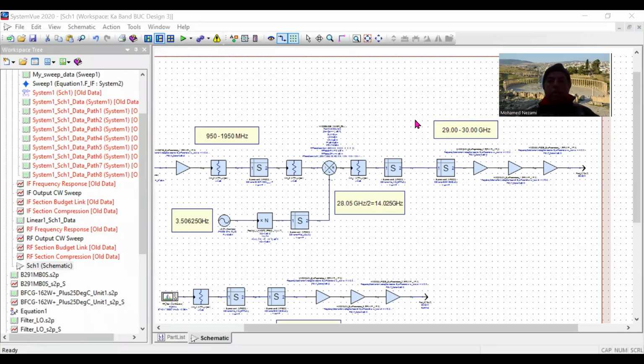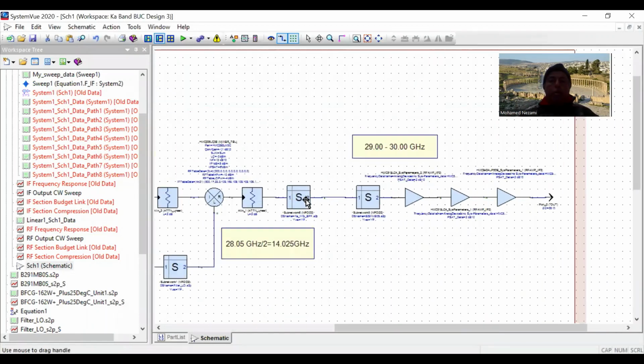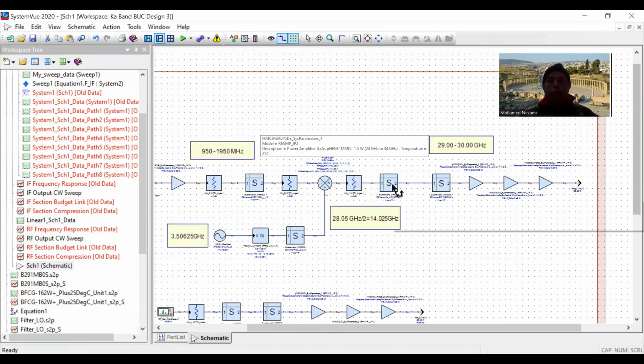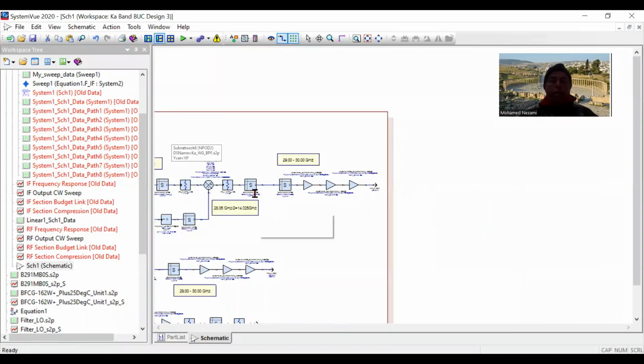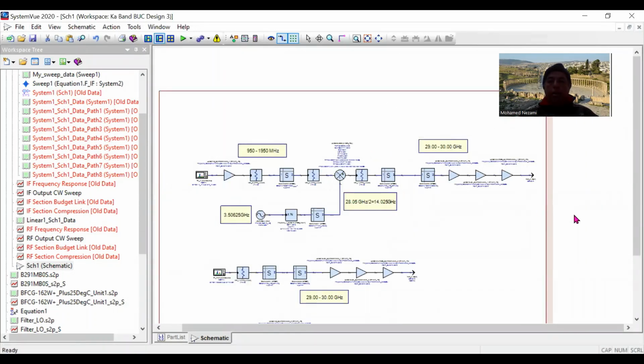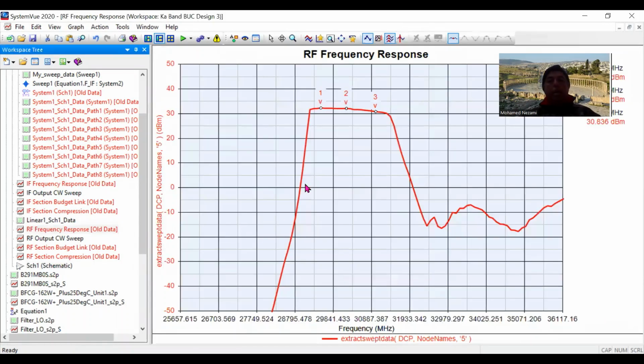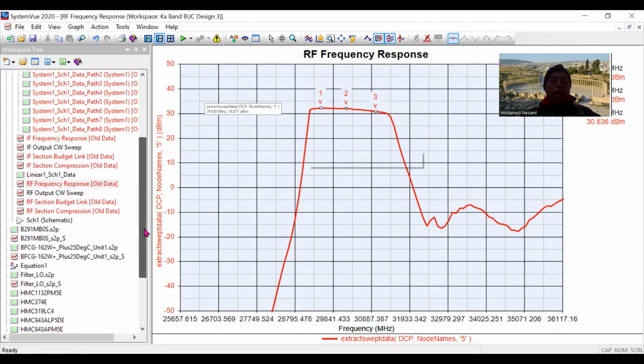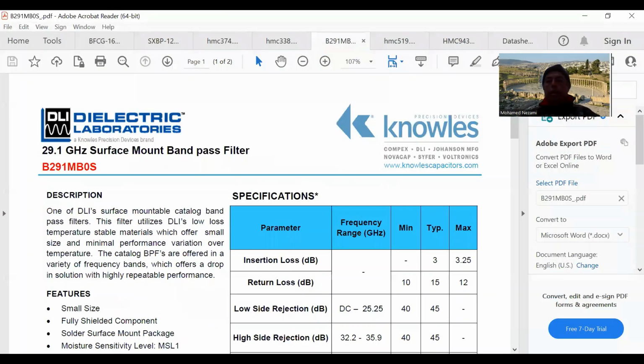Okay, so next, what we're gonna do, so we have the IF up converted. So we're gonna talk about this section in here, which is the RF section, okay? And in the RF section, basically, what we have is a combination of two filters, okay? One of them is, let me show you, one of them is this filter in here.